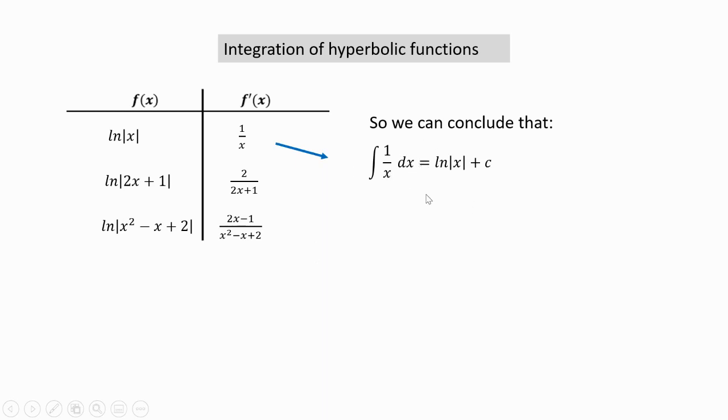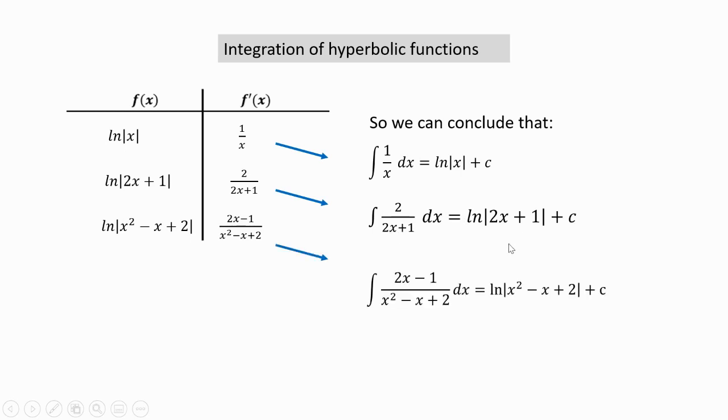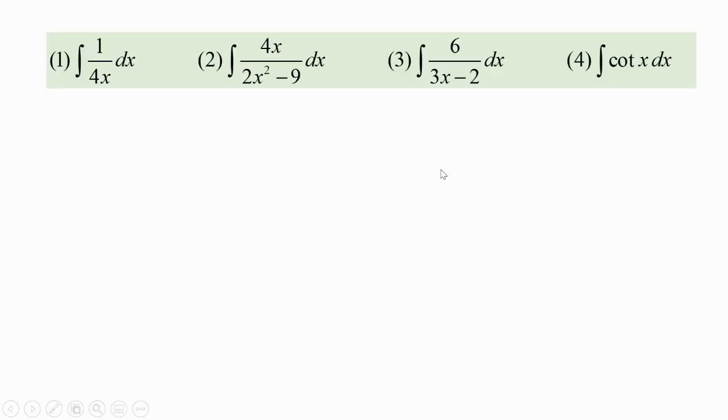The integral of 1 over x is ln mod x. By the way, mod x means absolute value of x. 2 over 2x plus 1 would clearly be ln(2x + 1), and that is ln mod x squared minus x plus 2 plus c. Okay, so this is really easy. If we've got something in this thing, we look and see if we've got exactly the derivative on the top, then it is easy enough to do. Everything else is linear, and we can do it by inspection.